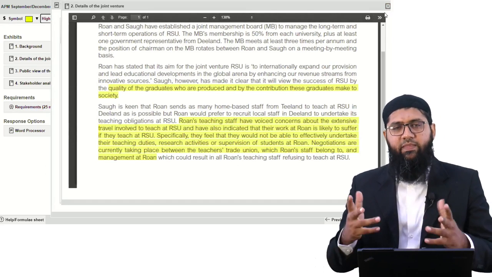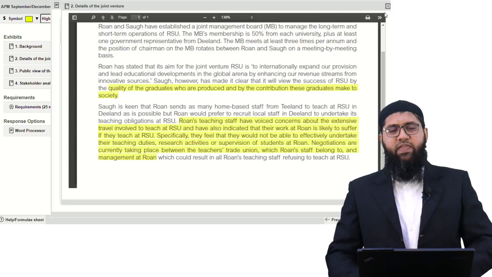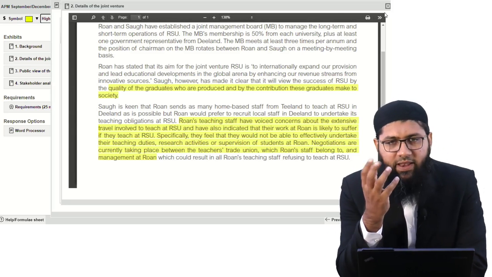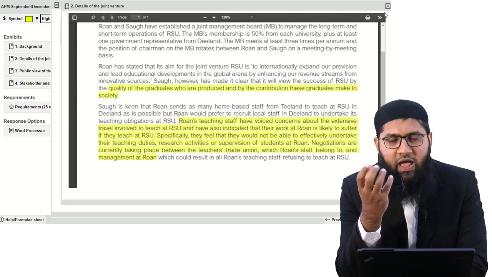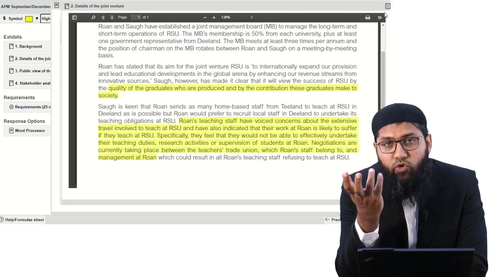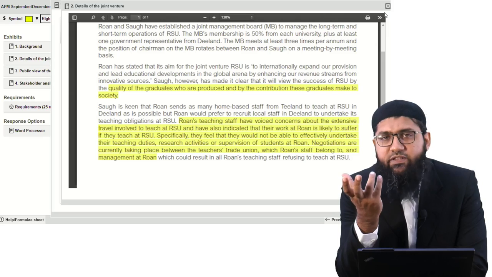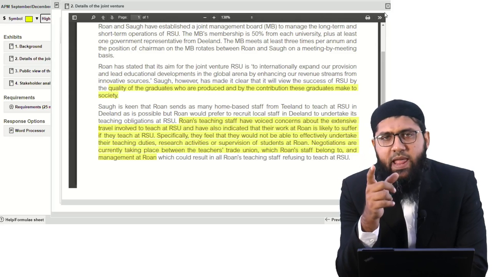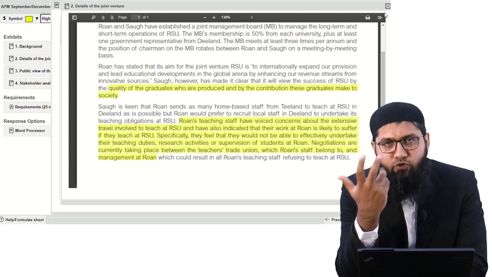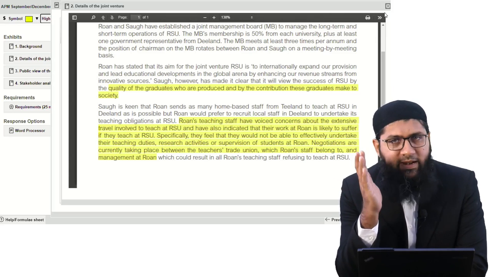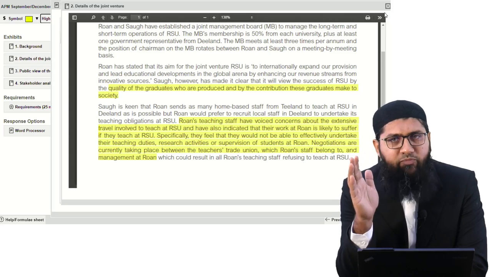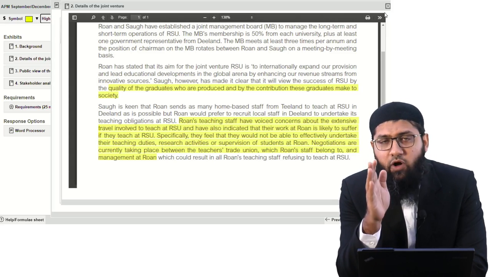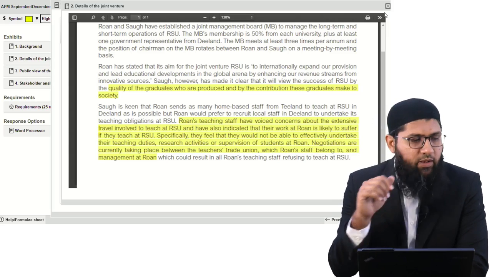So basically, why have they come into play, why are they involved, is that they are defending their staff for refusal to travel. The staff is refusing to travel. So they are there to defend the staff from their refusal to travel. That is why the trade union is there. The trade union is not there for any other purpose, any other objective. They're solely there for defending their staff against traveling.